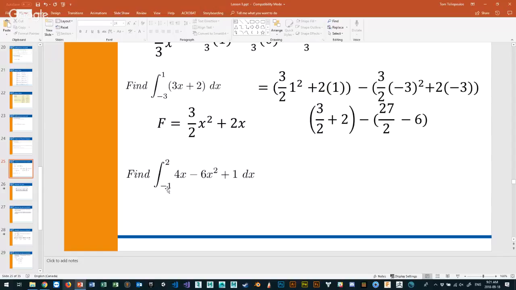Yes? I don't understand why we don't have a constant. Because we're given the values. In this case, we have a finite interval because the constant would just shift us one way or the other, and it doesn't matter because the constants will cancel out. All we're looking for is the area under that curve for that interval. We don't care about the extra stuff, right?